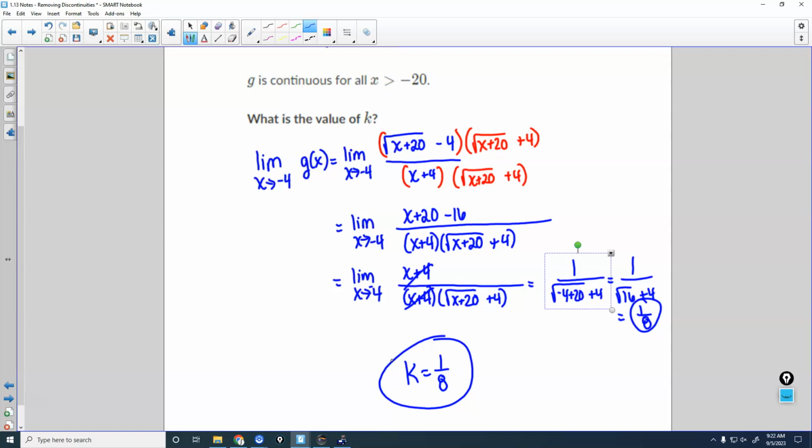Once something cancels, usually you should be able to plug in the number for your x, and you won't get 0 over 0 anymore. So just go ahead and plug in that. Check with your neighbor and see if they remembered how to do it. They're also good because they make you review how to do some of those algebraic limits.